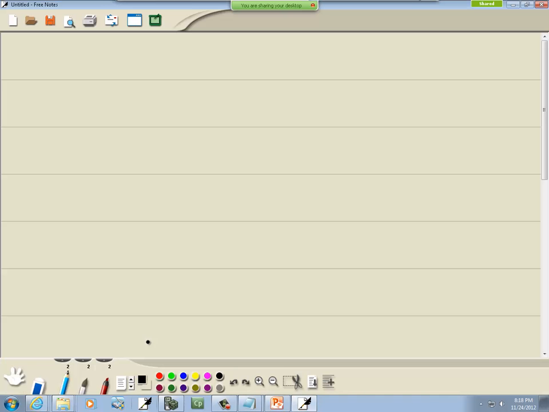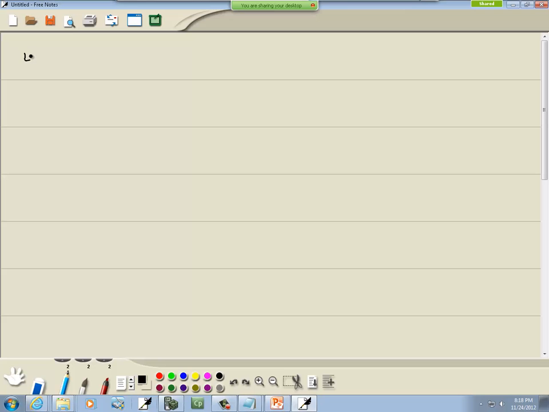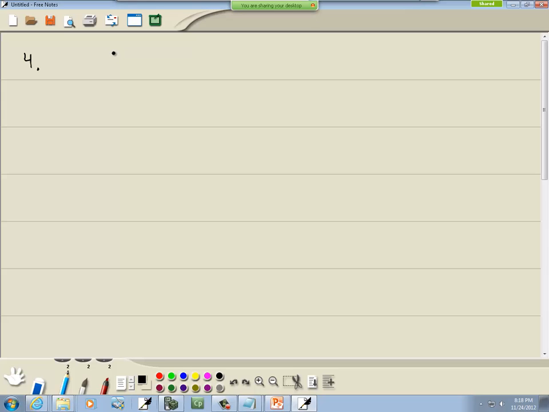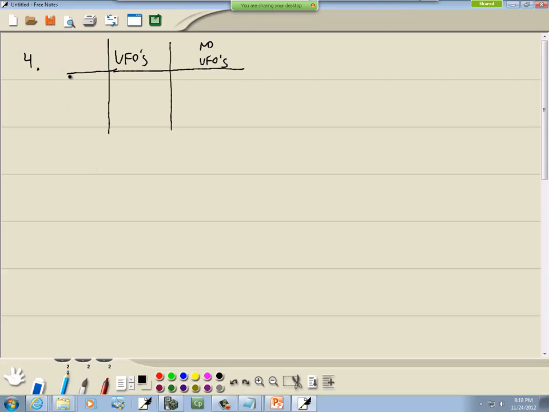I just made up an example. It doesn't have any kind of meaning. I'm not very good at making up problems. Okay. I'll put UFOs. Excuse me. And no UFOs. This refers to belief. And then over here, this was ESP and no ESP. And again, this is belief. No means you do not believe in it. Okay, and there's our contingency table.